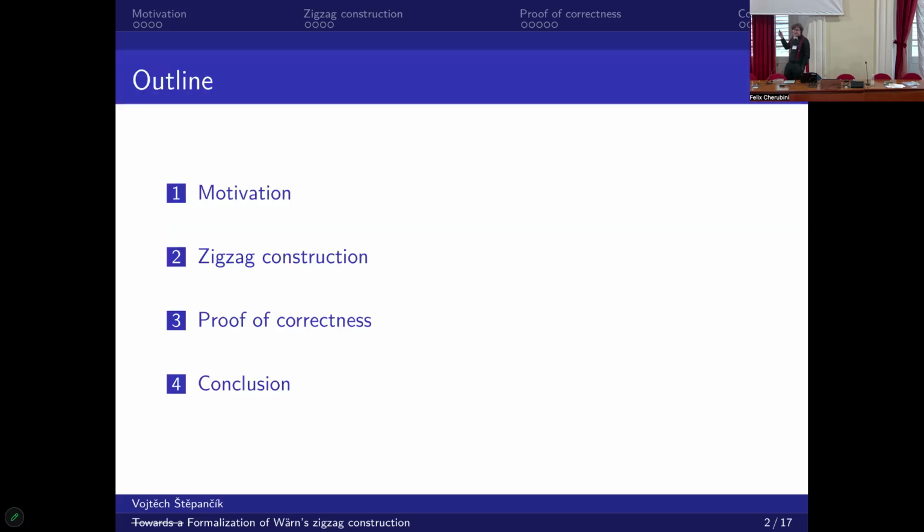I'll start by giving some motivation, talk about what even this construction is, why we care, and give a technical setting of the work. Then I'll give an overview of the zigzag construction itself so that we are all on the same page and know what I formalized. And then I'll move on to what I would consider my main contribution, which is formalizing and filling in the details of the proof that the construction actually satisfies the universal property that we expect it to satisfy.